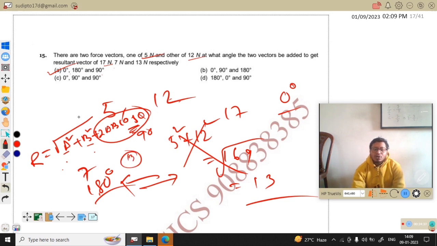So at 0 degrees it gives the maximum value, and at 180 degrees, the opposite, it gives the minimum value, the difference of the two vectors. And 13 is given under which condition? When the angle is 90 degrees.